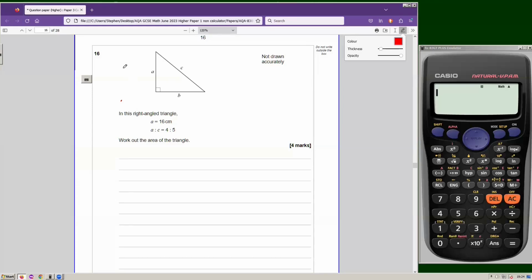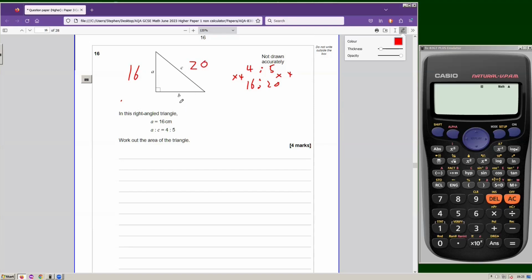Question 16. In this right-angle triangle, A is 16. Let's put that straight in, 16. A to C is 4 to 5. 16, 4 to 5. We multiply this times 4. We have to times this one by 4. Be 16 to 20. That's 20. Work out the area of the triangle. Okay, if that's 16, this is 20.